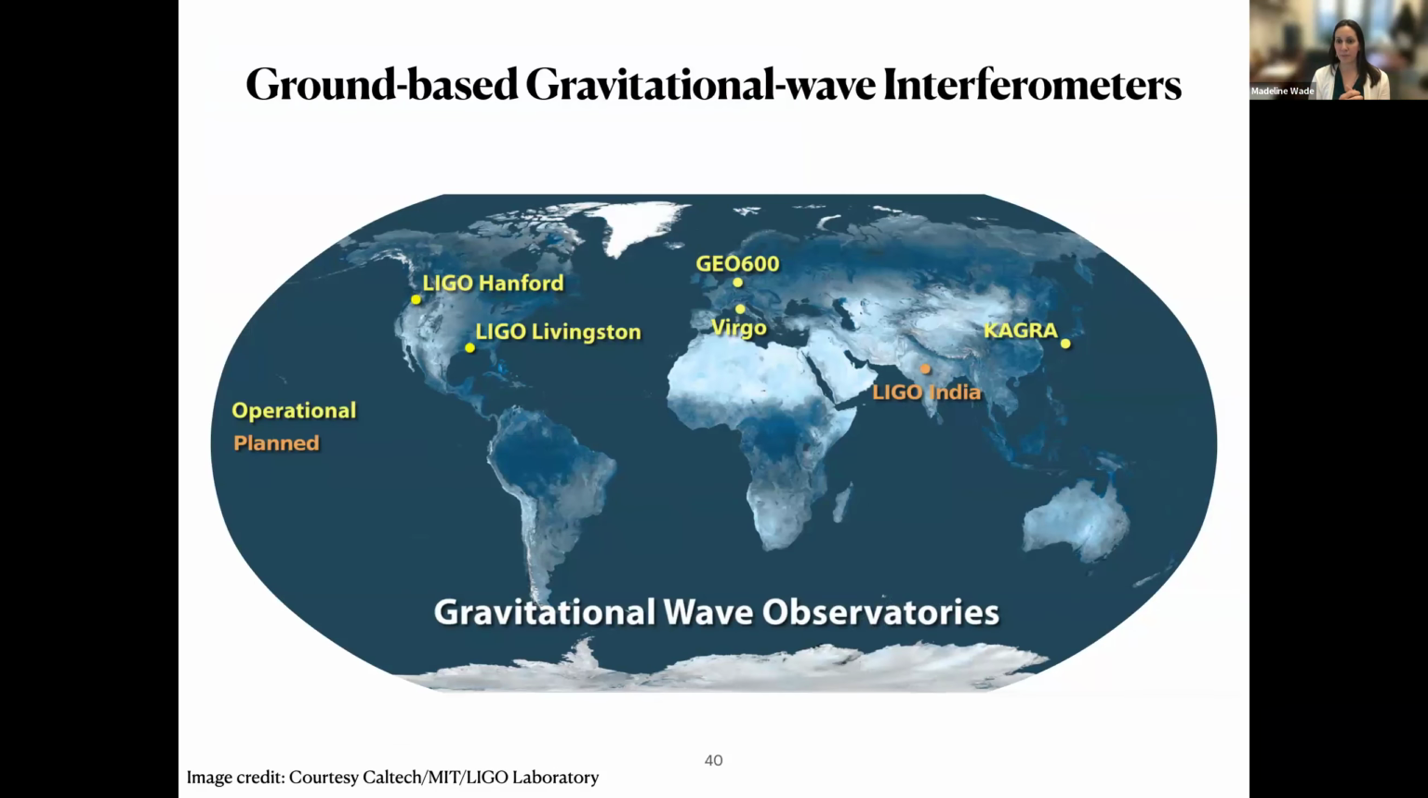There's a network of these observatories around the world. So there's the two in the US, Virgo in Italy. There's also a much smaller scale detector in Germany, GEO 600. There's a detector in Japan known as KAGRA, which is just coming online and starting to take some of its first data alongside LIGO and Virgo. And then there's a detector planned to be built in LIGO India.